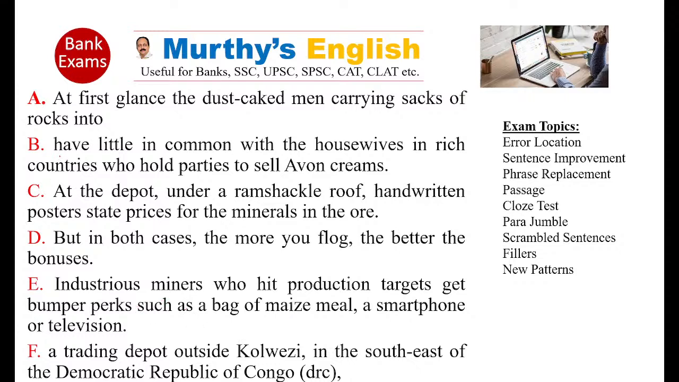Have little in common, there's no subject, cannot be considered. At the depot under ramshackle roof, perhaps both, but in both cases, but cannot be the first one. Industrious miners who hit production targets get bumper perks, perhaps. A trading depot outside cannot be. Now, what is the first one? Not E. No, no, no. It is not E. It cannot be E.